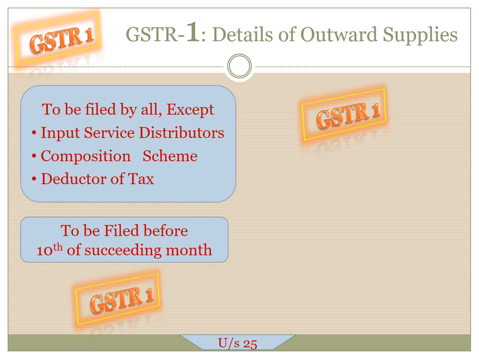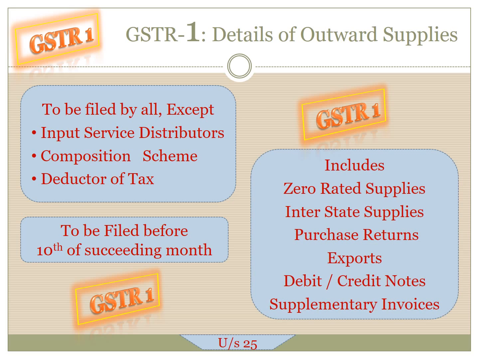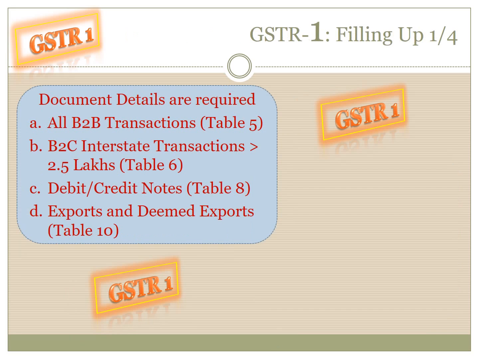The first return we will discuss is GSTR1, which has to be filed under Section 25 by all the registered taxpayers before 10th of the succeeding month, except input service distributors, persons who have opted for the composition scheme, and deductors of tax. The return will include details of zero-rated supplies, interstate supplies, supply returns, exports, debit and credit notes, and supplementary invoices. While filling up the GSTR1, document level details are required in the following cases.